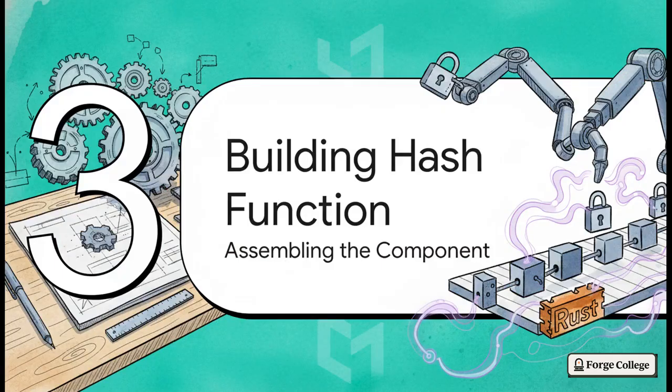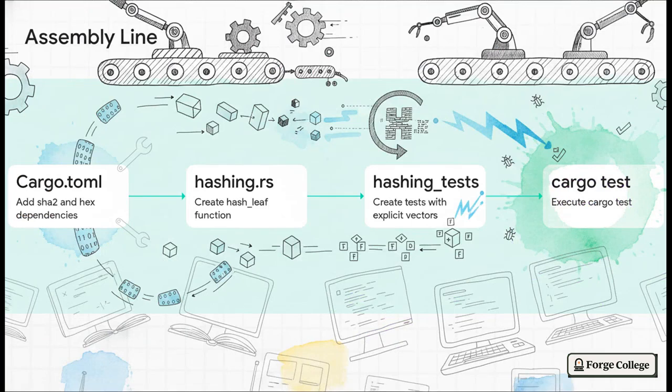Part 3. Building the hash function. Assembling the component. Time to get our hands dirty. We're moving from the drafting table to the assembly line. Here's how we build it in Rust. Step 1, add the SHA-2 and hex dependencies to your cargo.toml file. Step 2, create your source file hashing.rs and write out the hash_leaf function. Step 3, set up your explicit test vectors in a testing file. And step 4, execute cargo test. It's a clean, really systematic build.